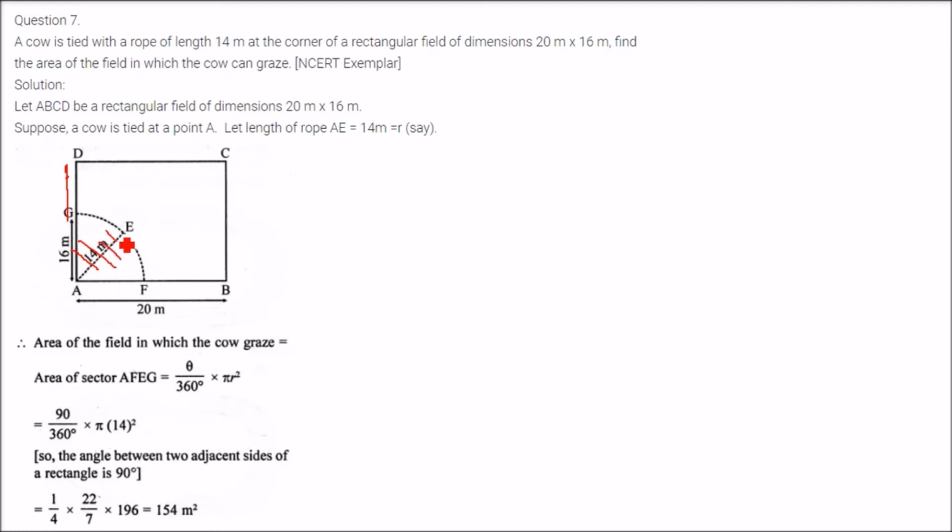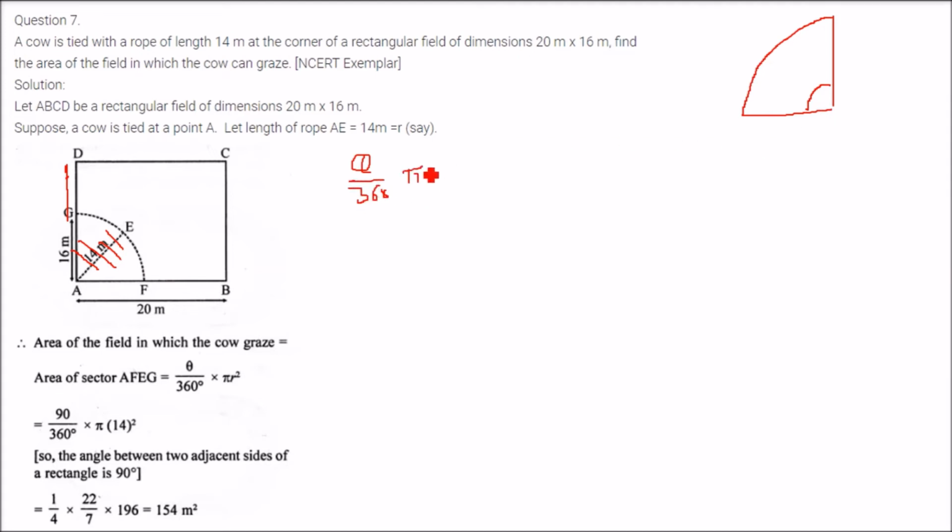So this is the only area you have to find out. So you just don't have to subtract anything. So this is 14. So we know that the area of a sector is what? See, I'll just tell you what the area of a quadrant will be, because we are going to use it in all the questions coming after this.